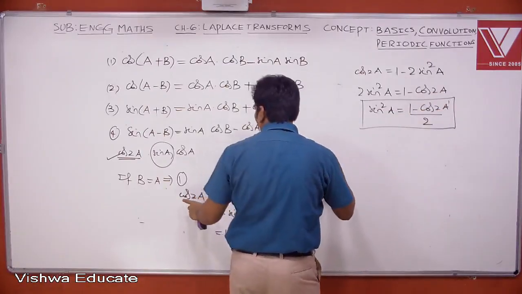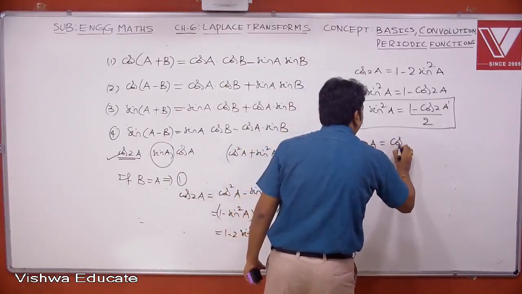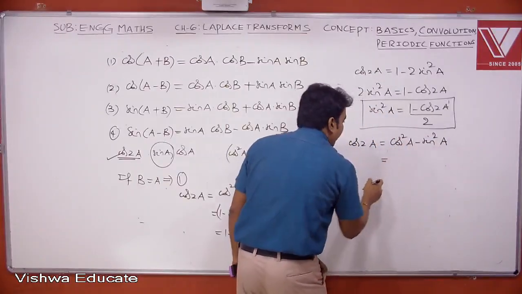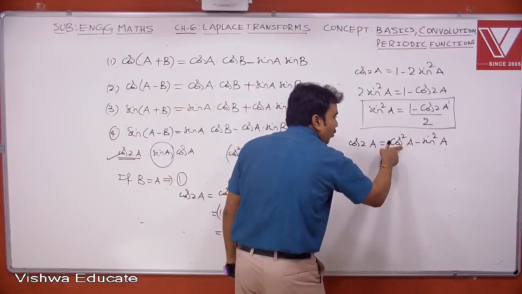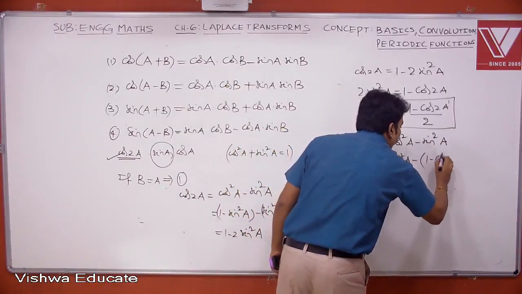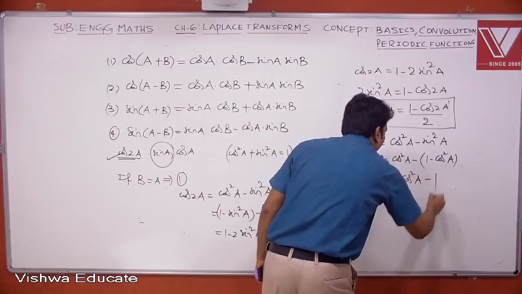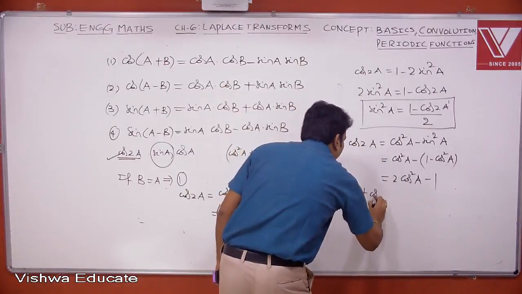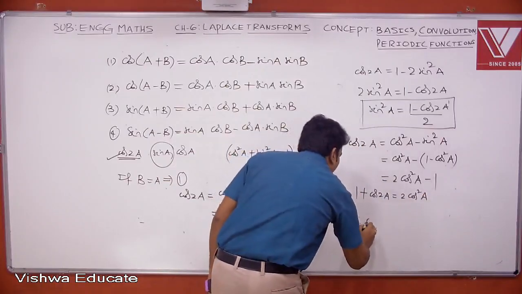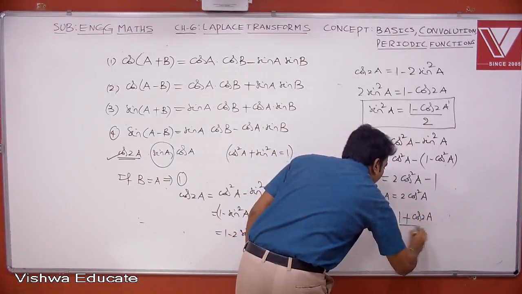Similarly, if I want this in terms of cos square a, then the expression for cos 2a is cos square a minus sin square a. Now I am expecting the result for cos 2a in terms of only the cos function. Therefore this is cos square a, and sin square a is replaced by 1 minus cos square a. Therefore this is 2 cos square a minus 1. Therefore 1 plus cos 2a equal to 2 cos square a. Therefore the expression for cos square a equal to (1 plus cos 2a) divided by 2.